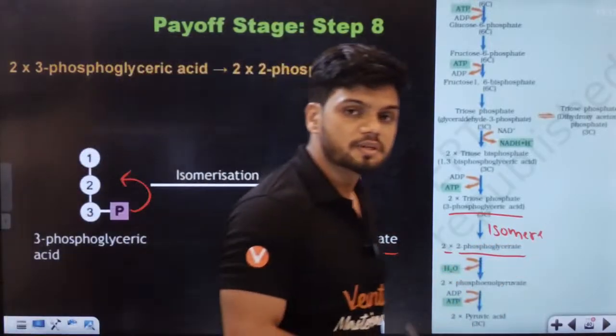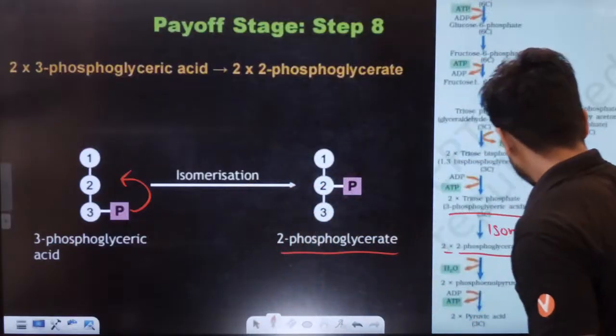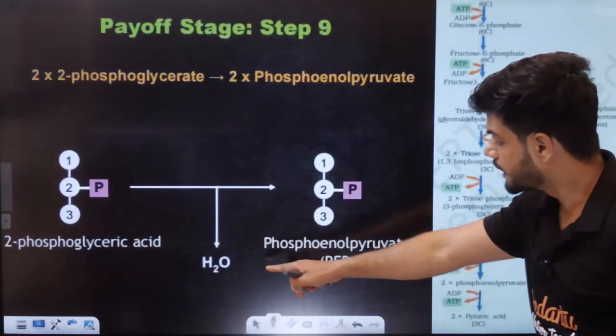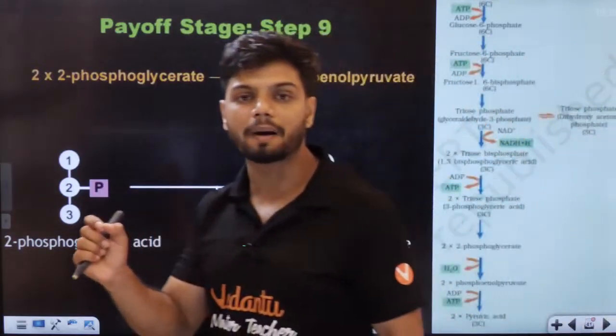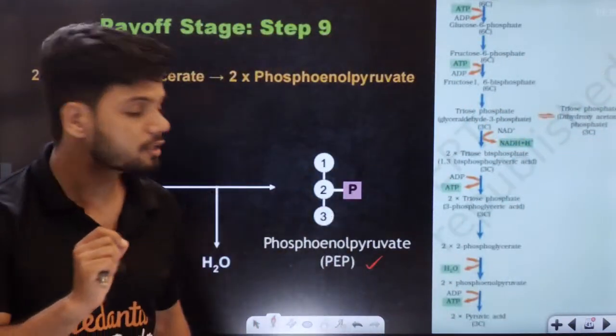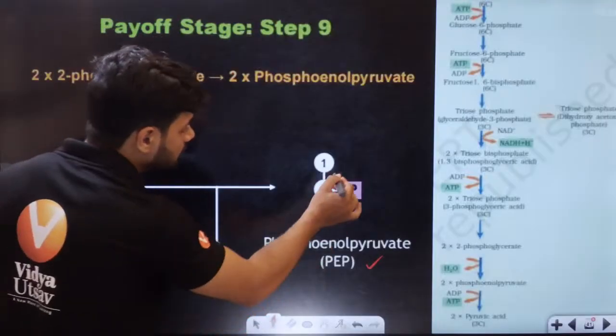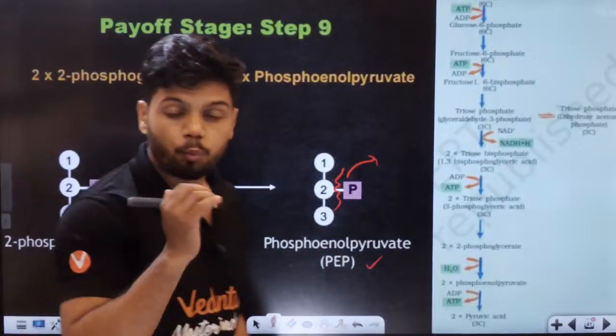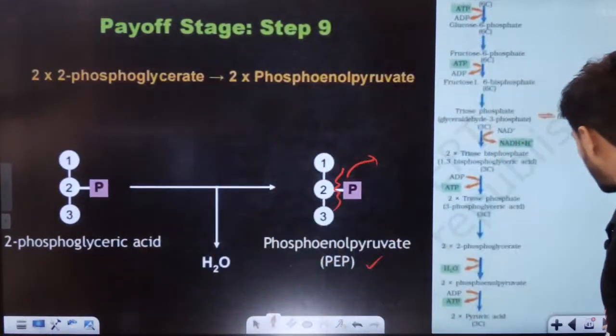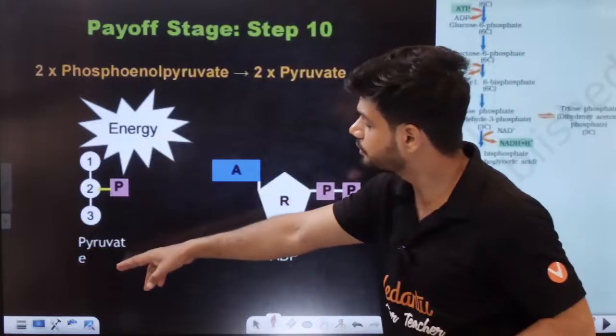Okay. Now students, from this 2-phosphoglycerate we remove a water molecule. It becomes PEP. PEP is phosphoenolpyruvate. Now from this phosphoenolpyruvate, again students, this phosphate is broken out. Now once this phosphate is broken out, students, what do we get? See here, it is broken out.